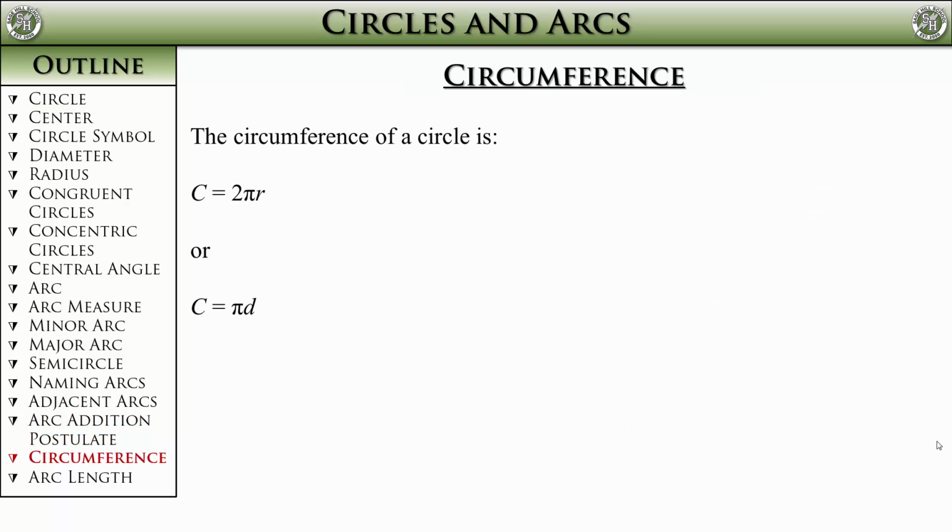You should already know this many times over, but just make sure that you remember circumference of a circle is 2 pi r, or some of you may prefer to remember it as pi times the diameter. Either way, this is a formula you need to remember. We will use it here in a second.